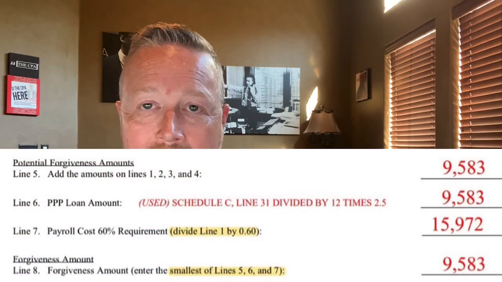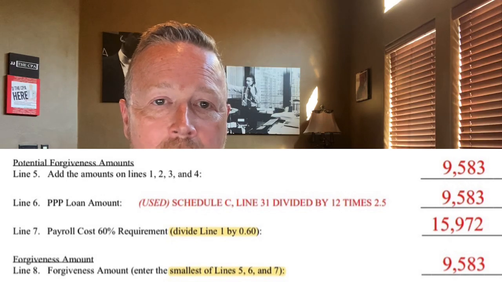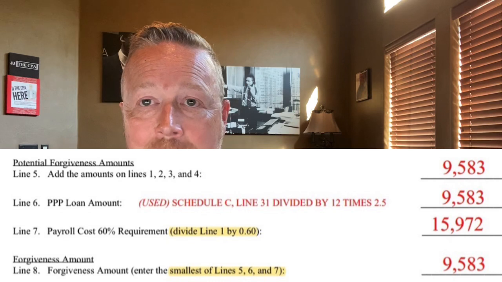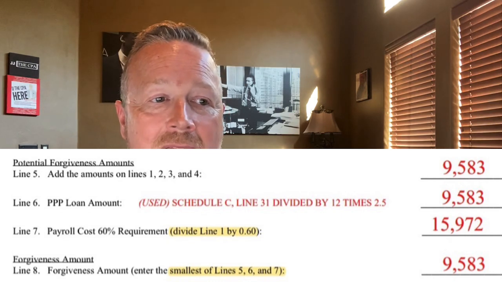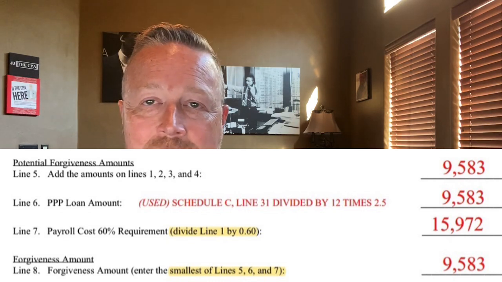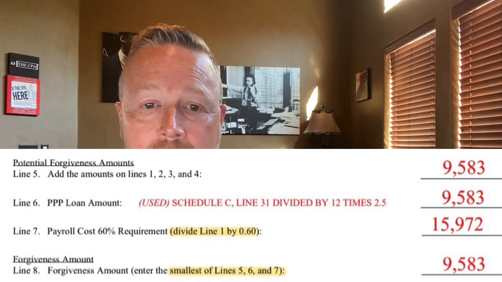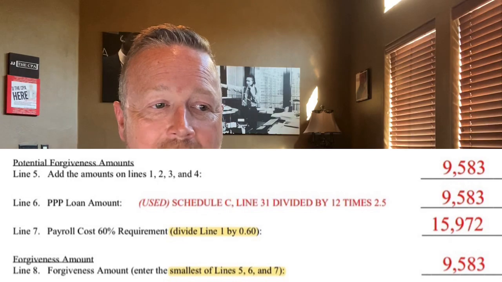We're adding up line 1, 2, 3, and 4, right? Well, we don't need 2 through 4, so we already got the amount that we need. So lines 1, 2, 3, and 4 is going to be $9,583. We know that our loan is $9,583, just calculated that.